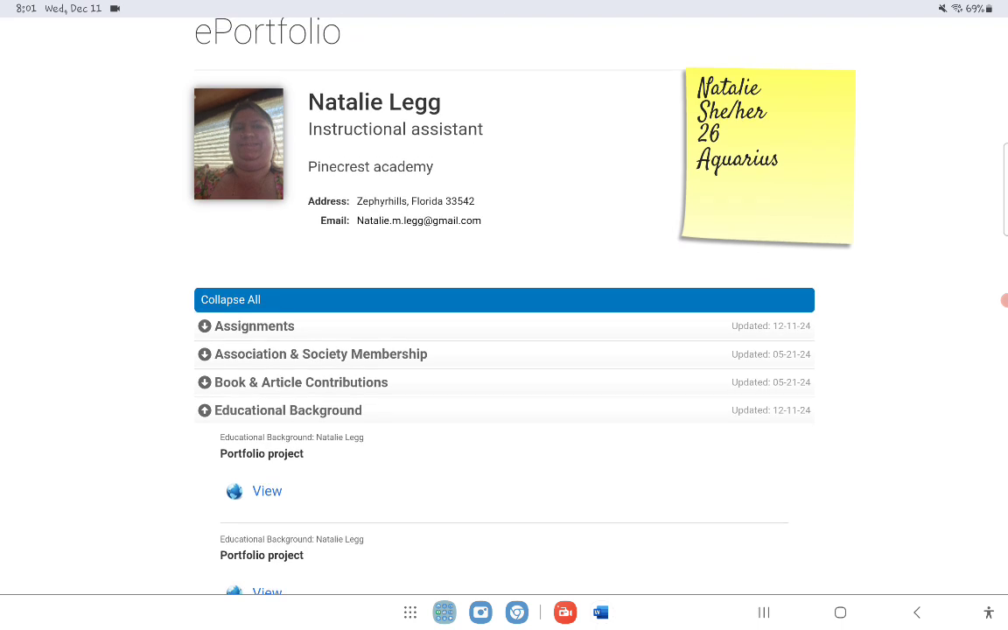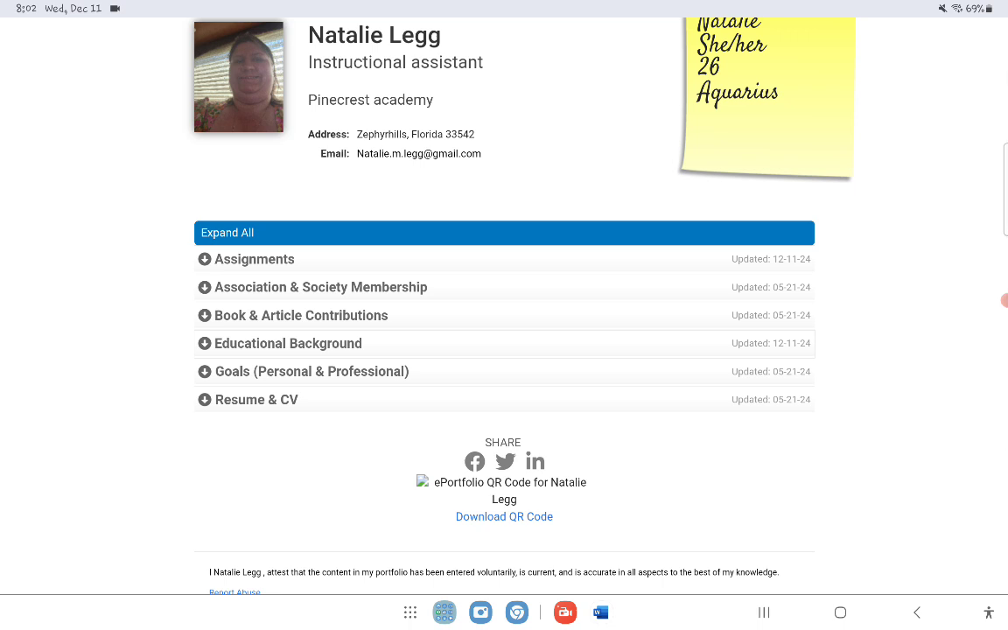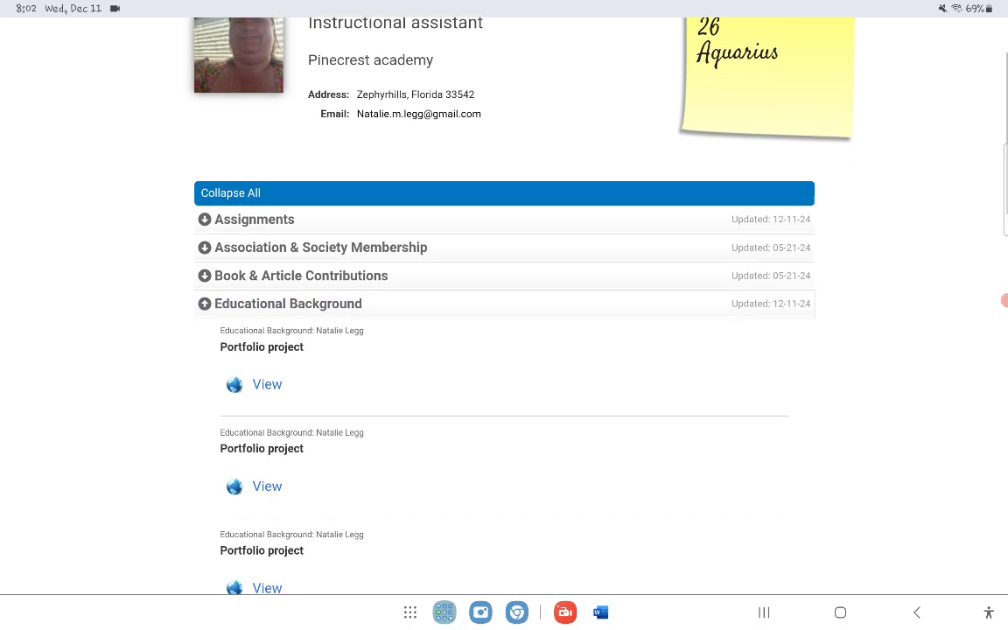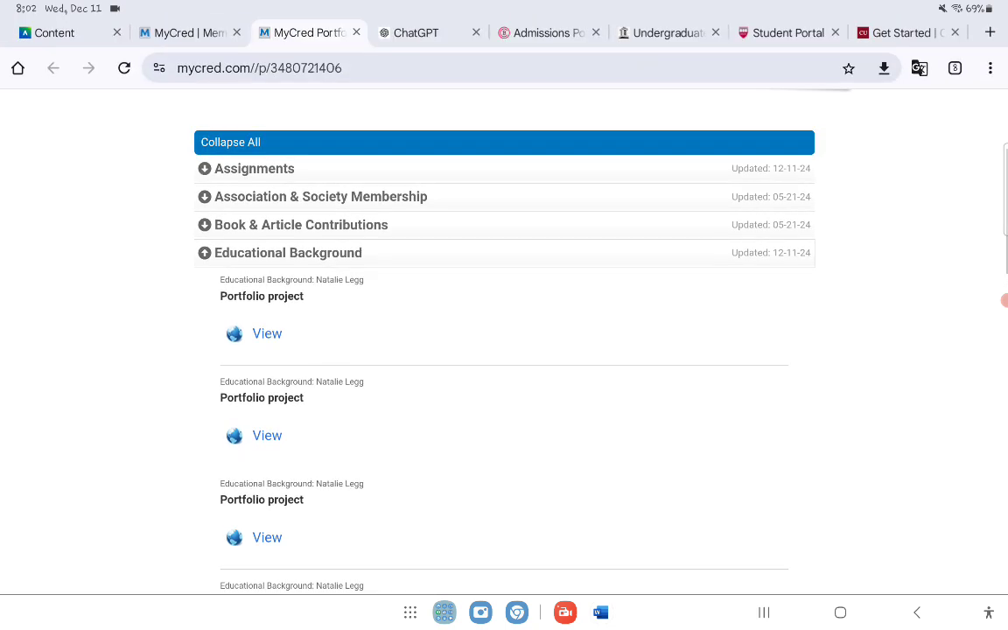Going down through my portfolio, I have several tabs: assignments, association and society membership, book and article contributions, educational background, personal and professional goals, and resume and cover letter. If we hit educational background, I have several portfolio projects, each of which meets an institutional outcome.